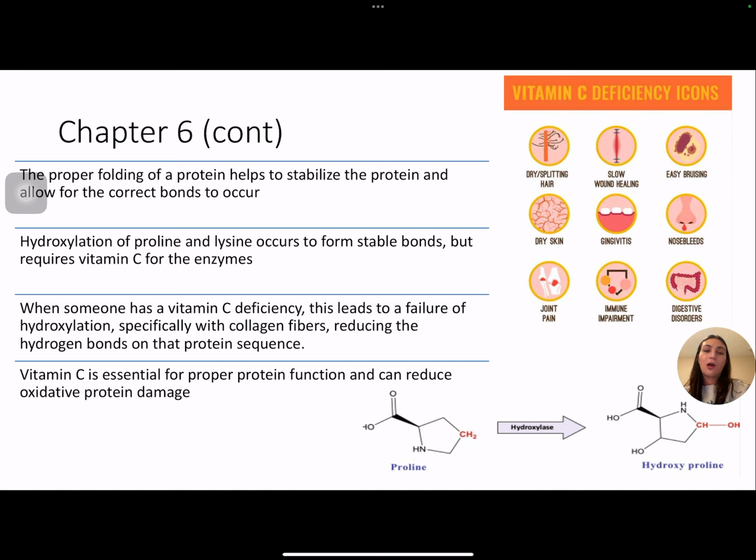This is where you may hear a lot about the benefits of antioxidants due to the connections with ROS, or the reactive oxygen species. If you look at the bottom image, you can see that proline was hydroxylated to hydroxyproline, the addition of that OH group. And then just some signs of vitamin C deficiency, which is important to be aware of, would be dry or splitting hair, dry skin, nosebleeds, joint pain, easily bruising, and immune system impairment. That's usually a very easy one to spot. And that's why a lot of people like to take those vitamin C little packets.